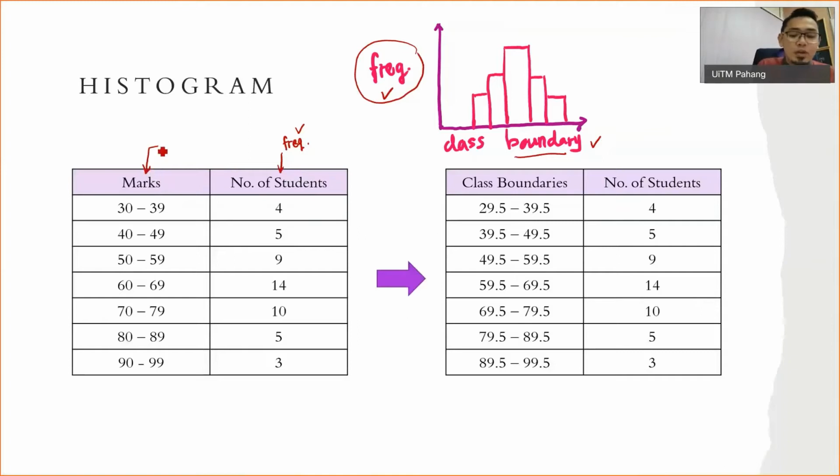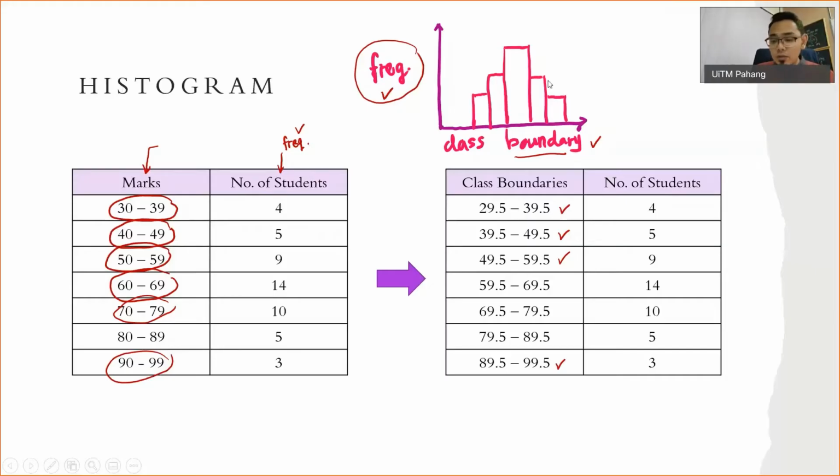So what we need to do is to build the table which contains the interval, which are the class boundaries. In this case, the class boundary will be 29.5 until 39.5. You have to build another table. This one will be 39.5 until 49.5. And then for 50 until 59, it will be 49.5 until 59.5. And you proceed for the next one until the end, which will be 89.5 and 99.5. Please take note that you want to use this.